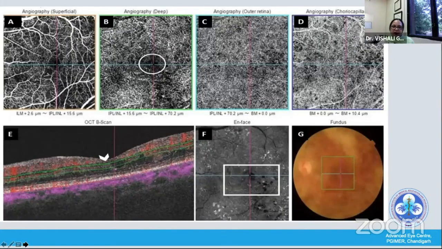This is following the treatment, and you can see the cysts are reducing, and the perfusion is getting back to normal because of the reduction of the cysts.